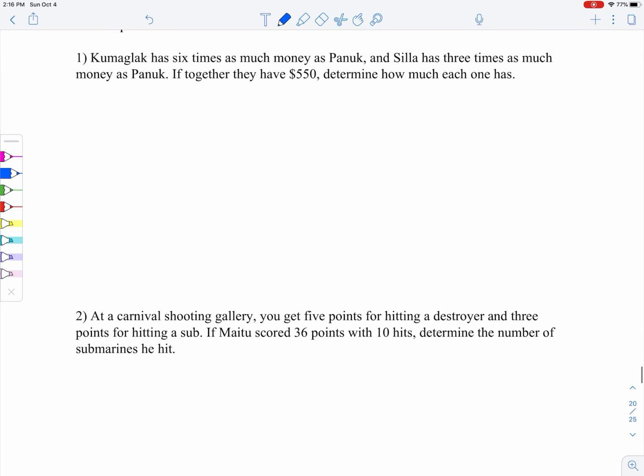So the first question, Kamaglak has 6 times as much money as Panouk, and Scylla has 3 times as much money as Panouk. If together they have $550, determine how much each one has. So this isn't a number value total question or anything like that. This is one where we're going to have to look at all three of them.